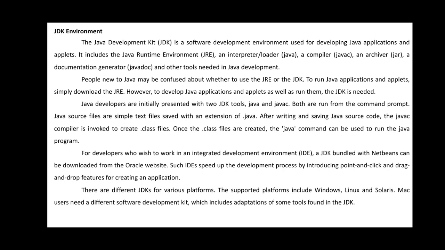So today we shall cover a very important part of Java, that is nothing but the JDK environment. JDK is a part of the Java programming language, called the Java Development Kit, which is a software development environment used for developing Java applications and applets. Here, JDK is used to write the Java programs.